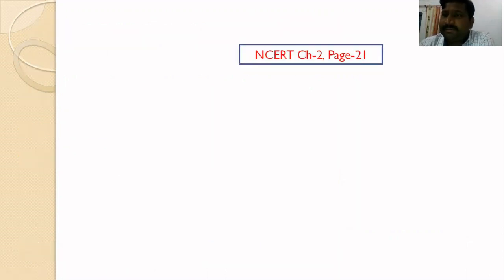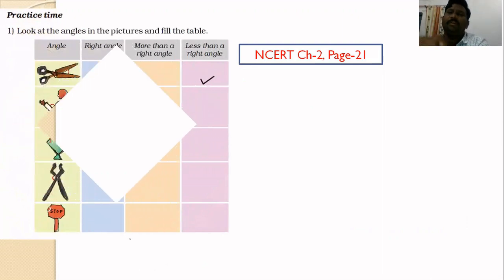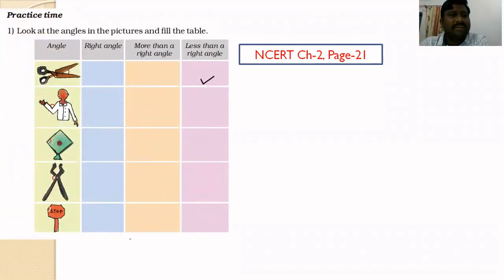Now NCERT chapter 2, page number 21. Look at the angles in the picture and fill the table. You see the angles in scissors, and when it is open, some angle is here, some angle is here, and this and this. So look at the angles in the picture and fill in the table. You have to tick mark which is okay. Right angle, you know. Let us first revise what is a right angle, what is more than a right angle, and what is less than a right angle.